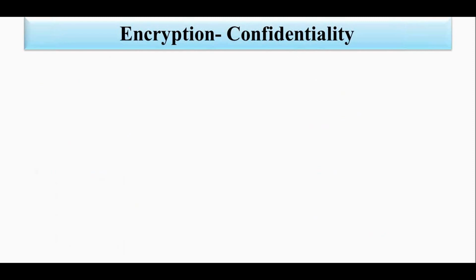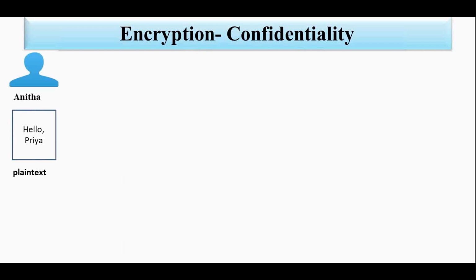The first thing that can be done is encryption to ensure confidentiality. The main purpose of cryptography is to provide confidentiality. That is, the message should be read only by the intended receiver. It should reach only the intended receiver and not be read by anyone else. That is confidentiality. We will see how this can be achieved.